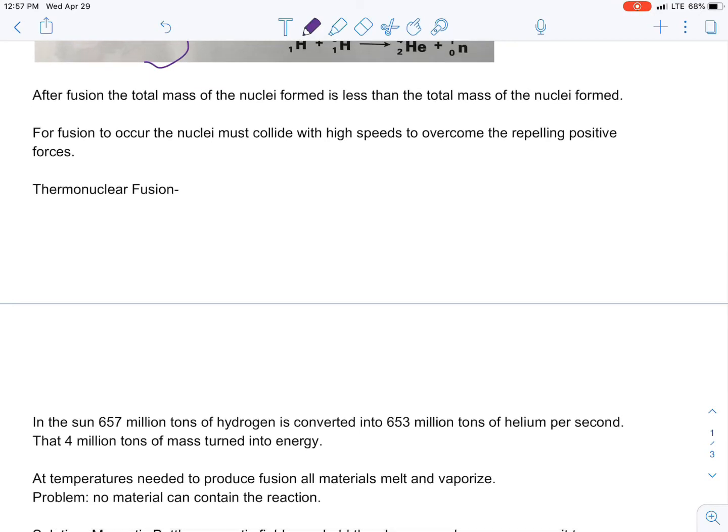Now we call this thermonuclear fusion, right? So thermo is heat, nuclear fusion, and that means that we have to be very hot, and that means they have to move very fast, right? Because temperature is the average kinetic energy of the particles, and they have to go really fast. They have to be at super hot temperatures.